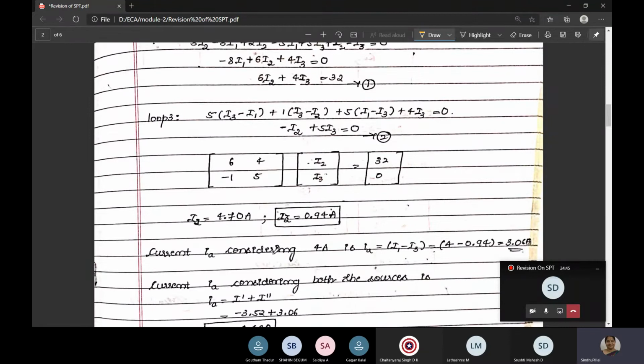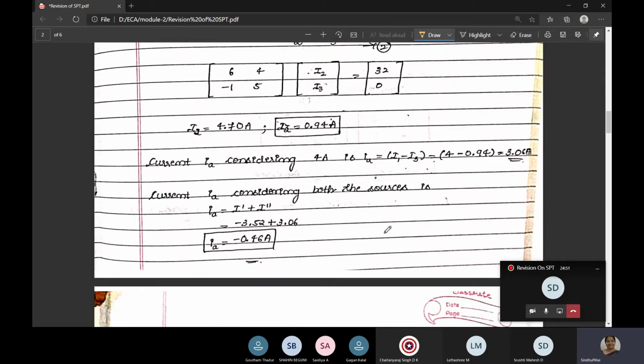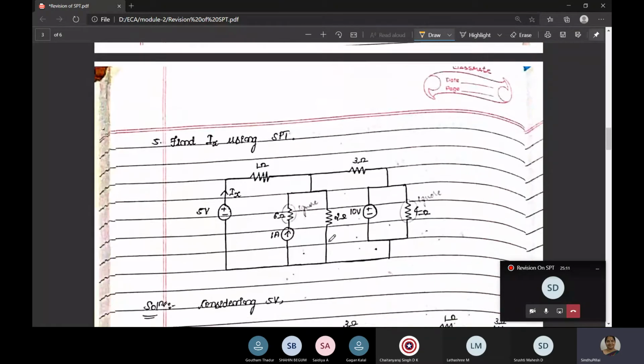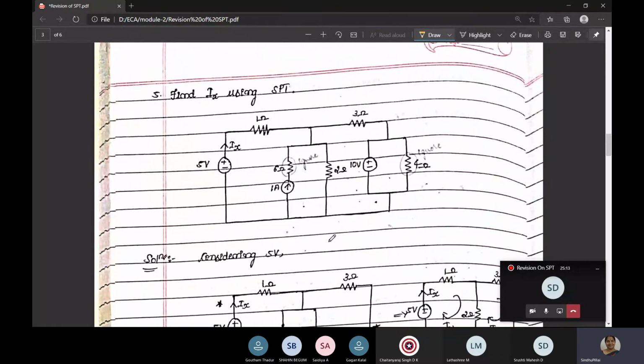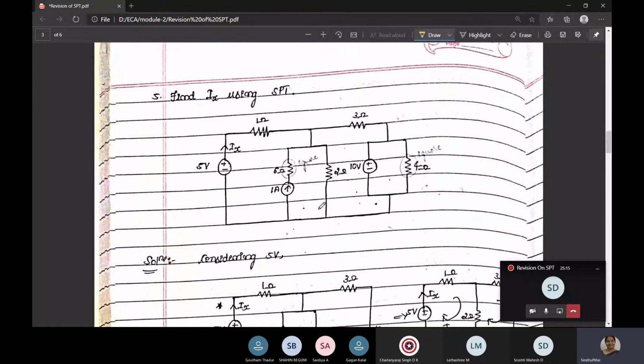So current IA considering 4 amps is I1 minus I3. Subtract it, and you'll get 3.06. At last, you have to write the current IA considering both the sources. Take the numbers you got for both sources; depending upon their sign, one is minus and one is plus, subtract, and you will get the answer 0.46 amps. This is one assignment which was given.